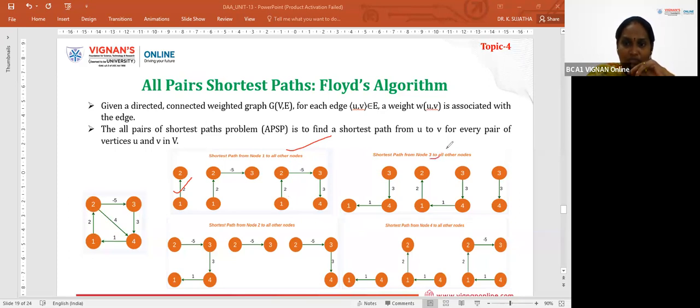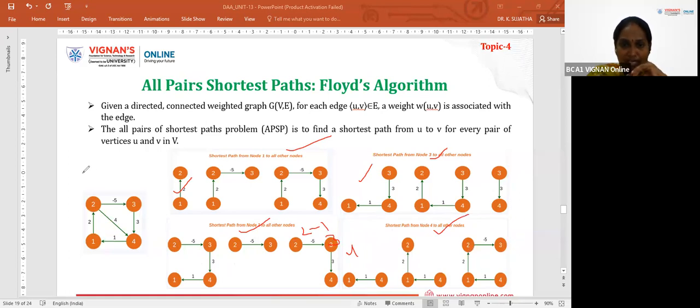Sometimes negative weights may not be present. Now coming to 3, the shortest paths from 3: 3 to 1, 3 to 2, 3 to 4. Let us see. The shortest path from 3 to 1 is 3 to 4, 4 to 1. The shortest path from 3 to 2 is 3 to 4, 4 to 1, and 1 to 2. The shortest path from 3 to 4 is this one. In the same way, shortest paths from 2: 2 to 1, 2 to 3, 2 to 4. Here the 2 to 1 shortest path is 2 to 3, 3 to 4, 4 to 1. The 2 to 3 shortest path is this itself. The 2 to 4 shortest path is this one.